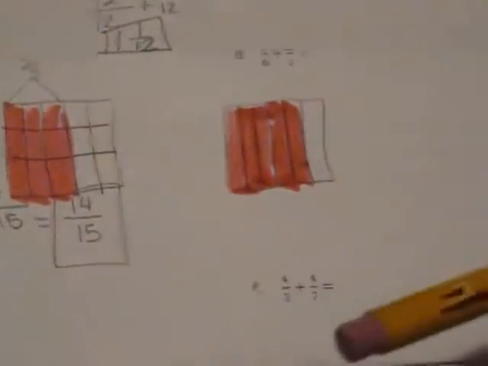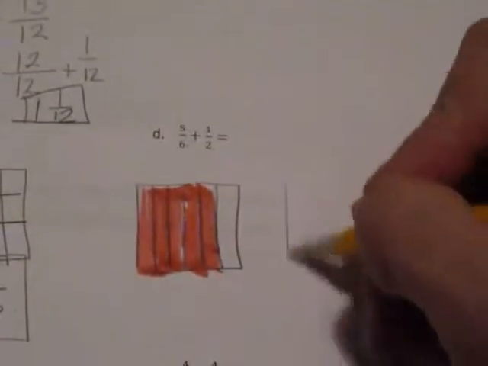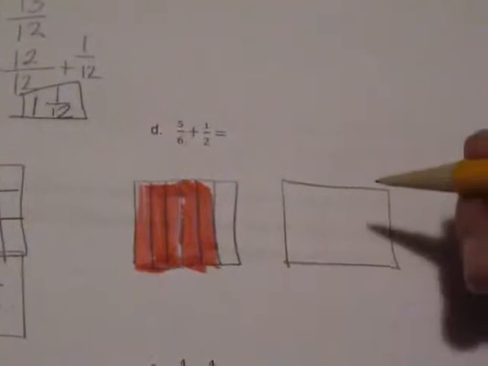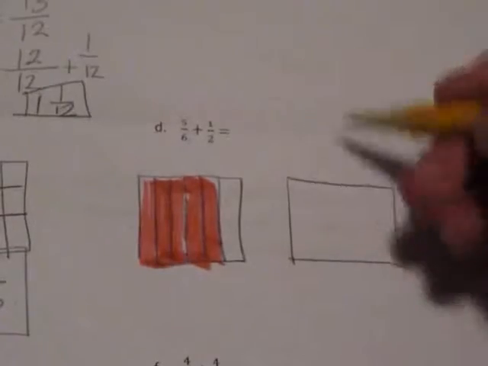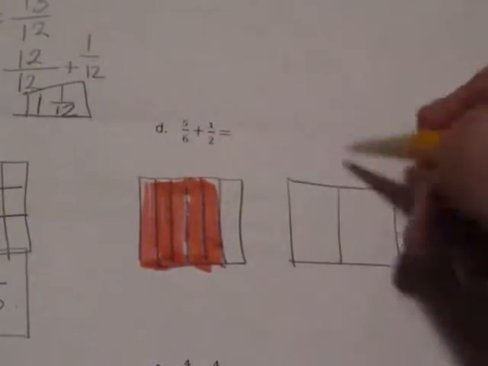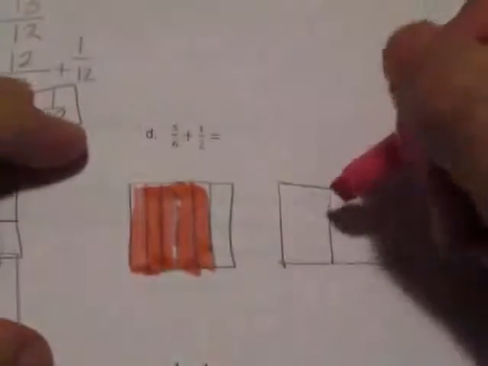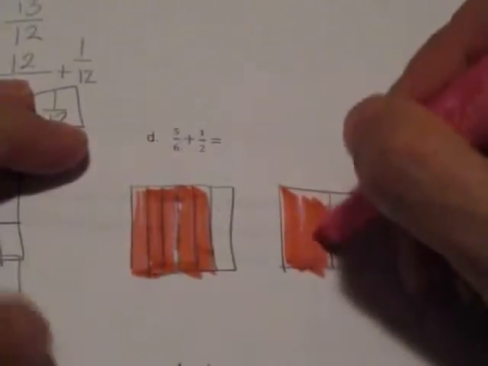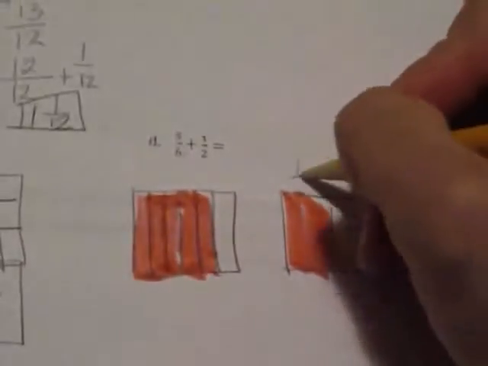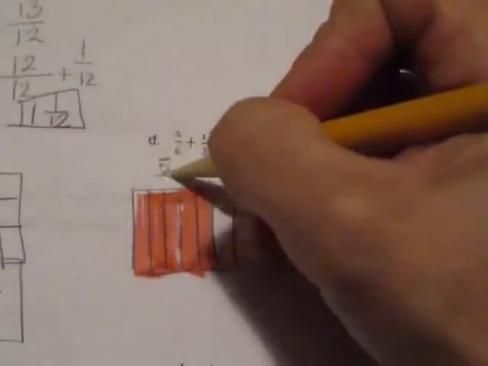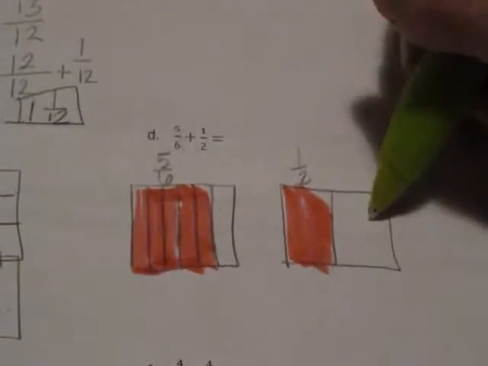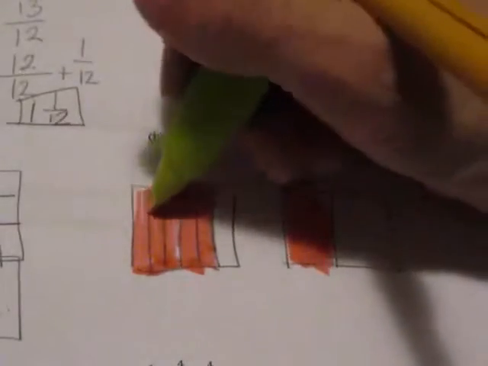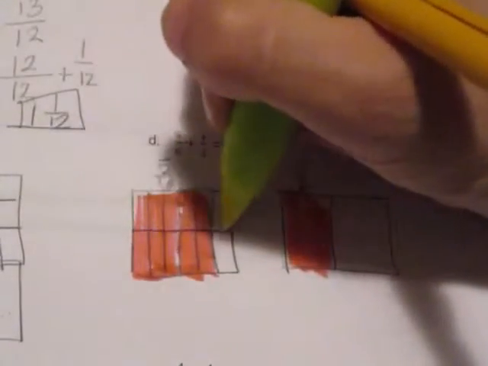And my 1/2, I'm going to go ahead and draw my area model. And I'm going to break it up into 1/2 or 2 pieces. So this one, and color in 1 out of that 1/2. This one is 1/2. This one is 5/6. Well, I need to make my units the same, so I'm going to go ahead and break this one up into halves.